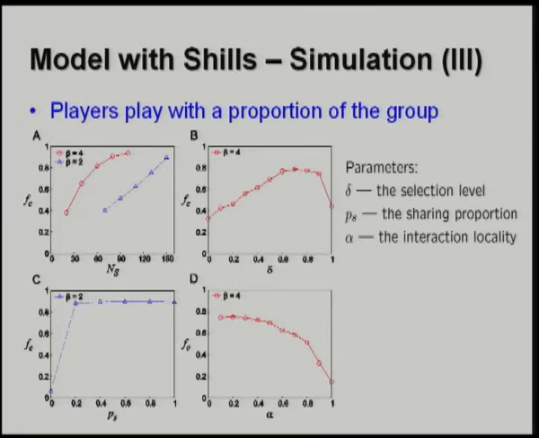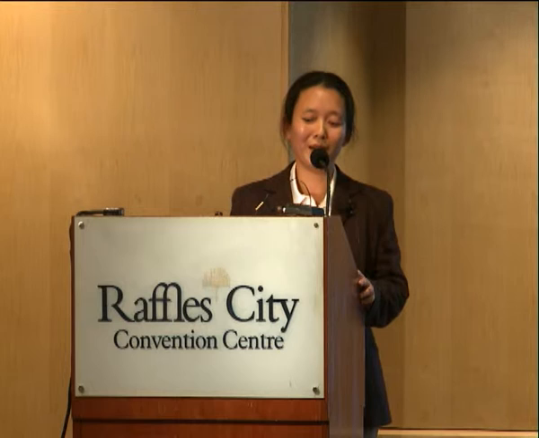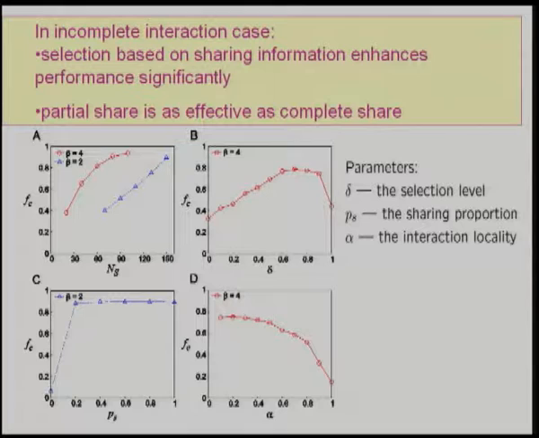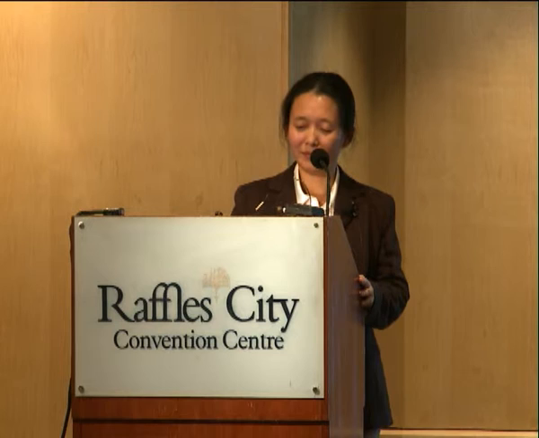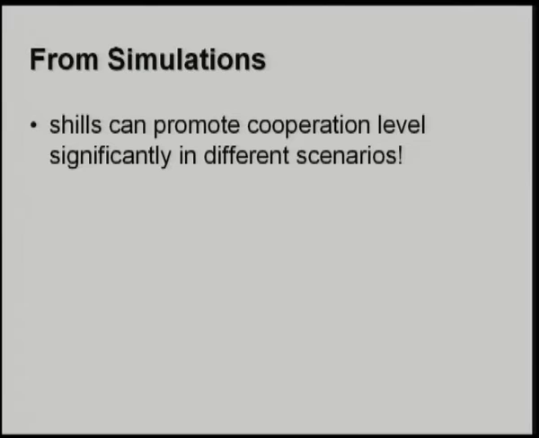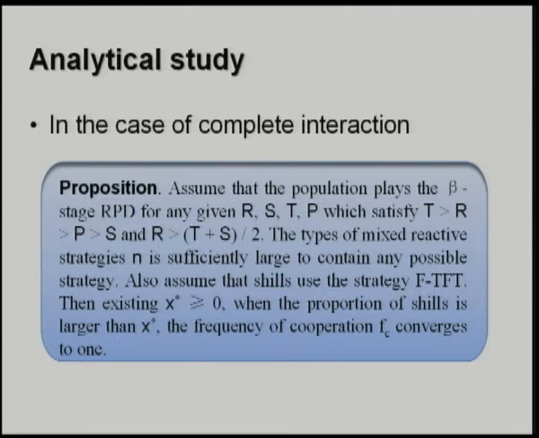If we consider the case where players only play with a proportion of the group, that is, not a complete interaction, then a shill will have a chance to select the opponent to play, and this will enhance the performance significantly, because their selection is based on the shared information. We also found that shills can share information with just a proportion of other shills, so they do not need to share with all the other shills, and it's still effective. From simulation, we see that shills can promote cooperation levels significantly in different scenarios. We have also done some analytical work, and proved that in the case of complete interaction, if we have enough shills, then the frequency of cooperation of the group can converge to one.